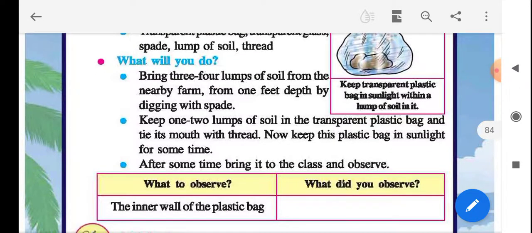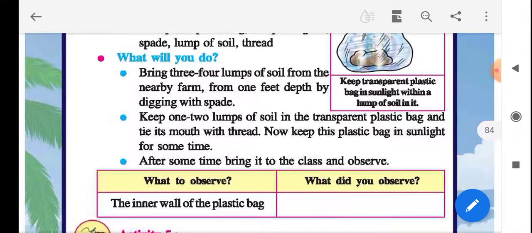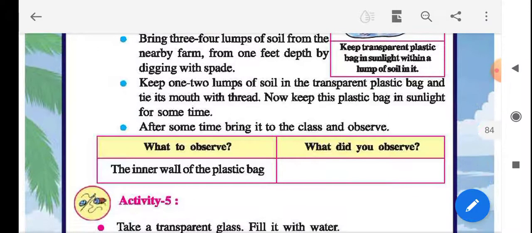So what will you have to do? At home, take one lump of soil from a nearby farm. Don't collect it from the street. Dig out soil from one foot depth with the spade, and keep two or three lumps in the transparent bag as shown, tighten the mouth of that plastic bag with the thread, and keep it in the sunlight for some time.